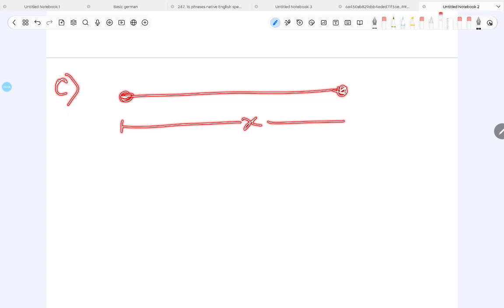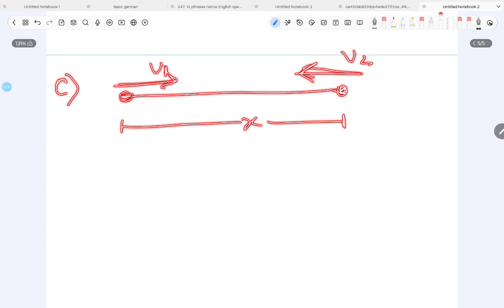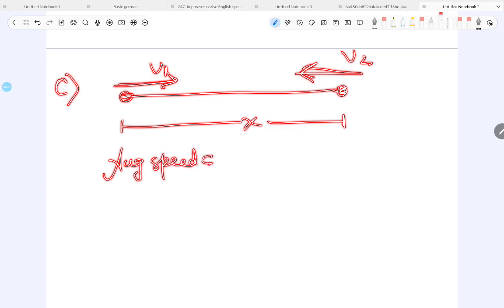Then the next type of question, the C part. Here this is x distance. A body moves with velocity v1 and then it comes back with another velocity. Now it does not mean that to find the average velocity you just take the mean. You're not allowed to do that. In order to find average speed, just know the total distance, which is going to be 2x in this case, and the total time taken.